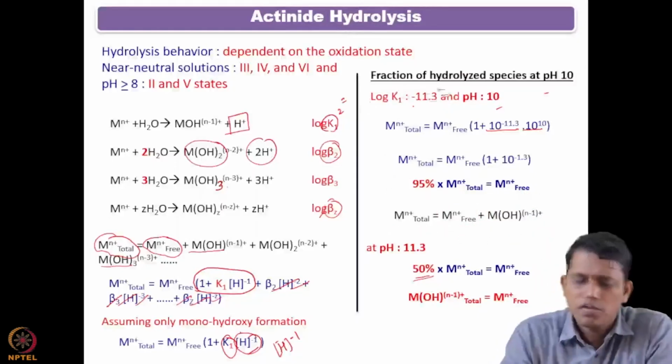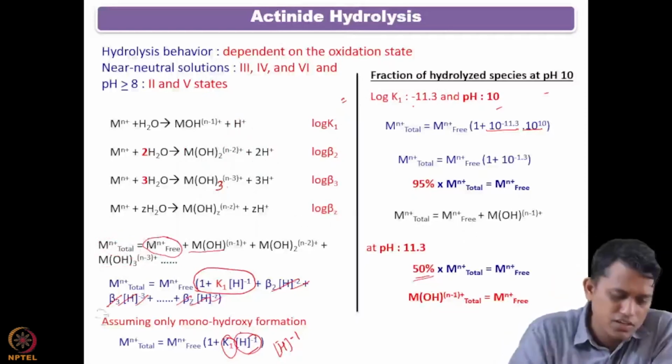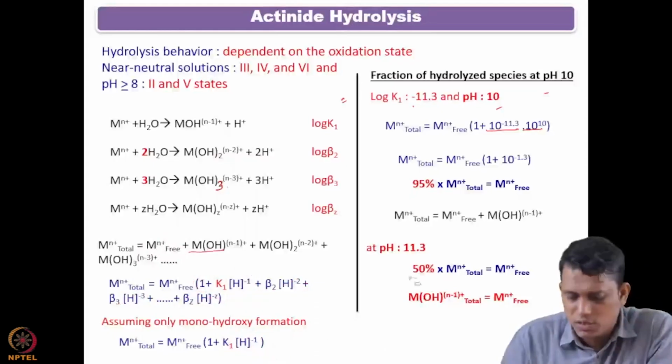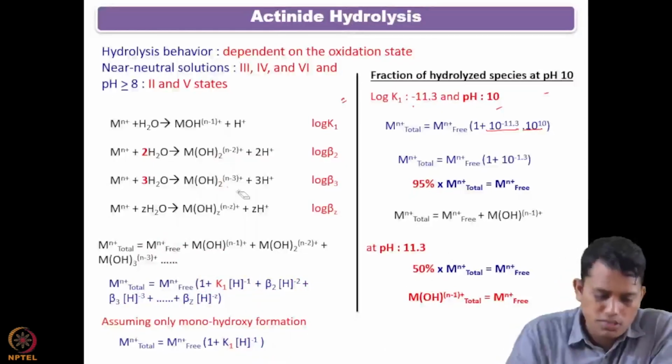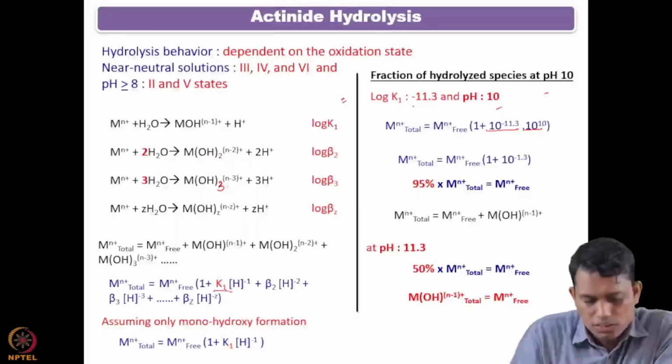monohydroxy species. But obviously in real systems, we do not have this kind of situation. We generally have a combination of mono, di, and tri species. And in those cases, you have to take care of all these terms in the equation, and you have to solve it.